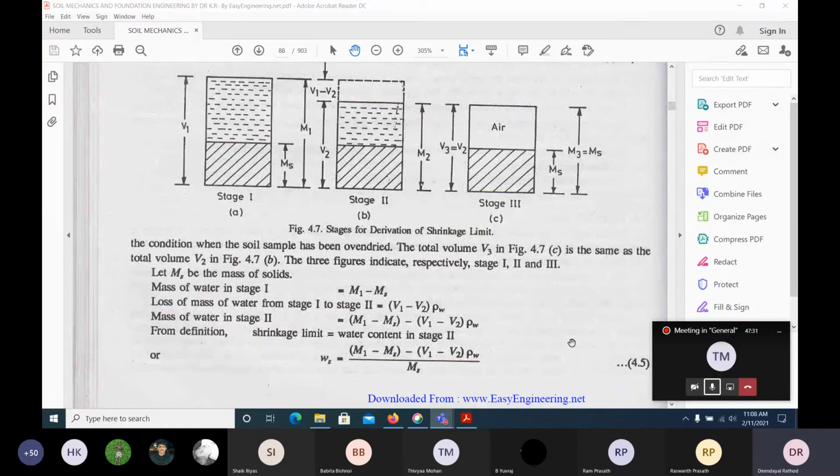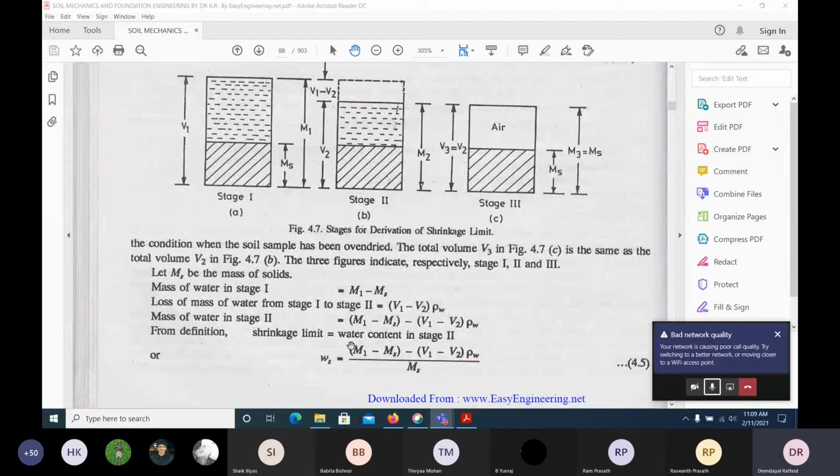What is the water content definition? Weight of water by weight of solids. How will we find out the weight of water? How much water is the soil holding? Mass of water, how will we find out? By this one, the mass of water from stage 1 to stage 2, divided by MS. It will give the water content, WS, and this is called the shrinkage limit.